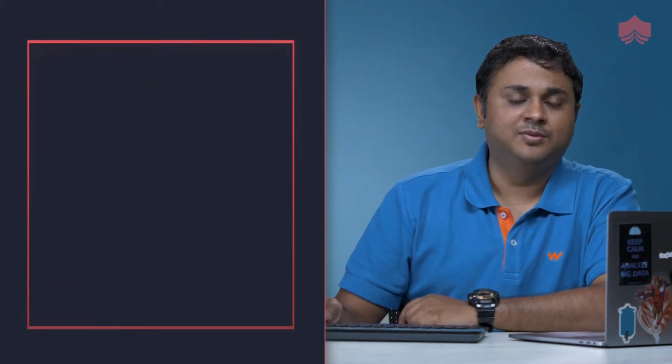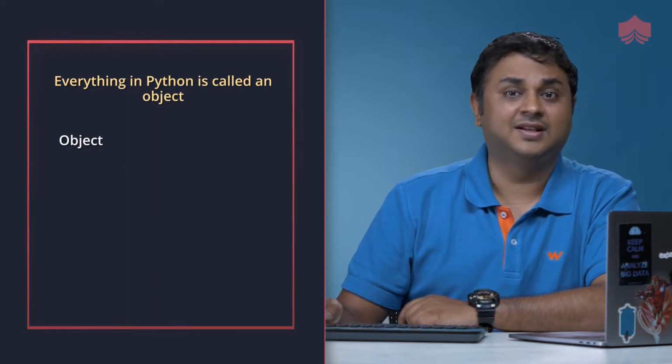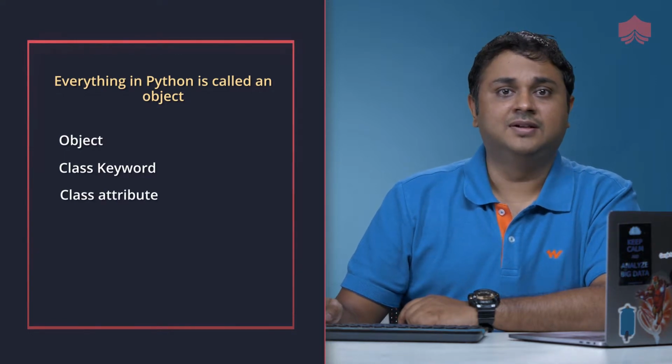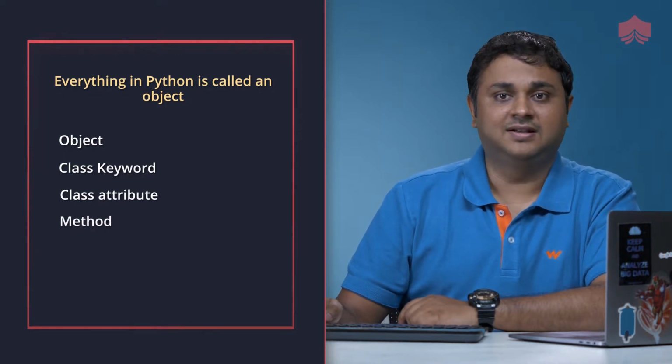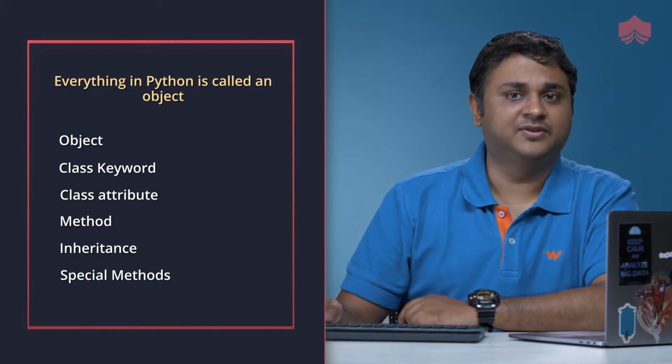Let's construct something wherein we will be able to understand what is an object, what is a class. So in Python, we know everything is called an object. Now let's see how we can create those objects using the class keyword, and then how we can create class attributes, and we'll learn about creating methods in a class. Then we'll learn about inheritance and learn about some special methods for classes.